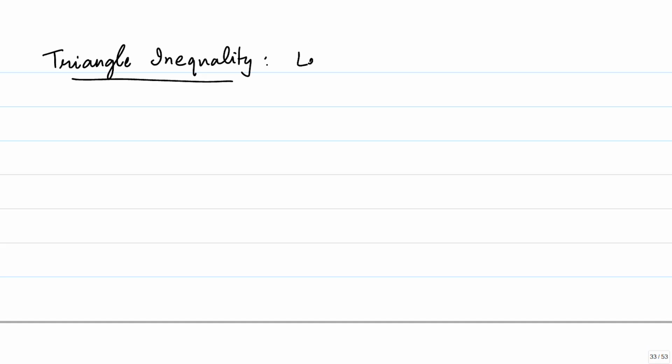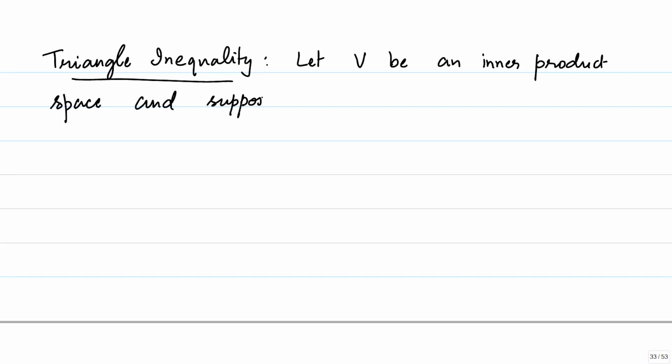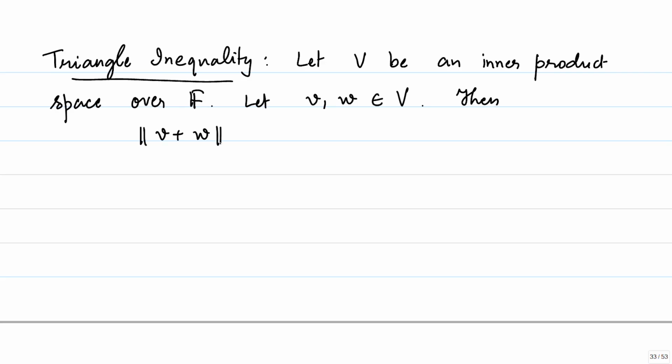So let V be an inner product space and suppose we take two vectors over F. So this is true for both real vector spaces and complex vector spaces. So let V, W be two vectors in the inner product space V. Then the length of V plus W is bounded by the length of V plus the length of W.